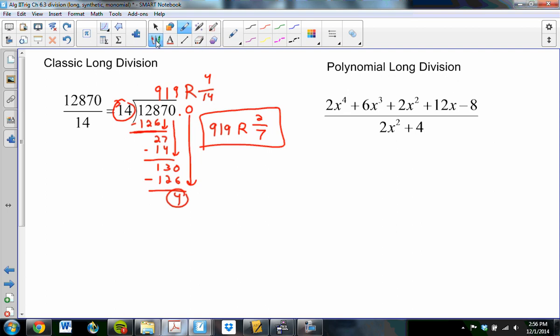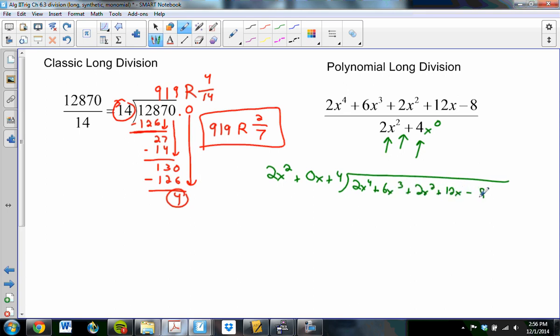I need to be very, very careful about places. This has an x to the second term and an x to the 0 term. It's like that's 4x to the 0. But it's missing an x to the first term. So when I write this out, I'm going to have 2x squared plus 0x to the first plus 4. And that's going to divide into 2x to the fourth plus 6x to the third plus 2x squared plus 12x minus 8. In this case, that missing 0x term that I snuck in there isn't going to be critically important, but it is helpful. In other cases, it can be critically important, so always do it.